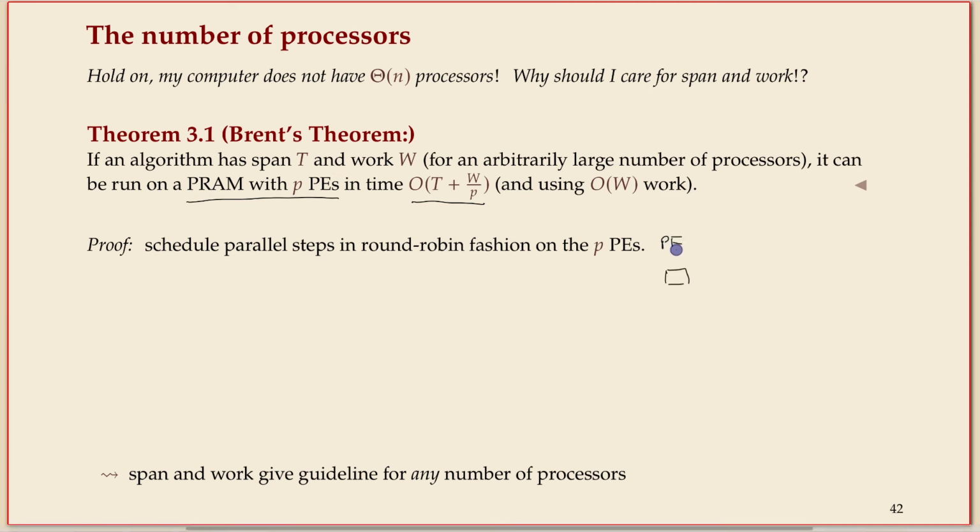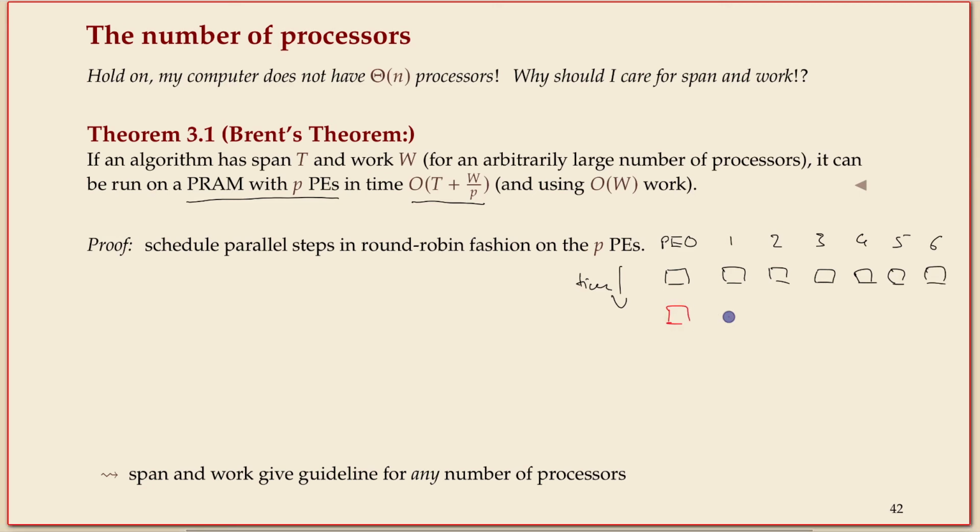Suppose the original uses 6 processing elements. Time proceeds top down. In the first time step, they all do something. They execute one instruction, and then in the next time step, they do another instruction. Remember, they're all nicely working in lockstep. They proceed through this at the same time. And maybe the algorithm is really fast. It gets the job done in 3 time steps.